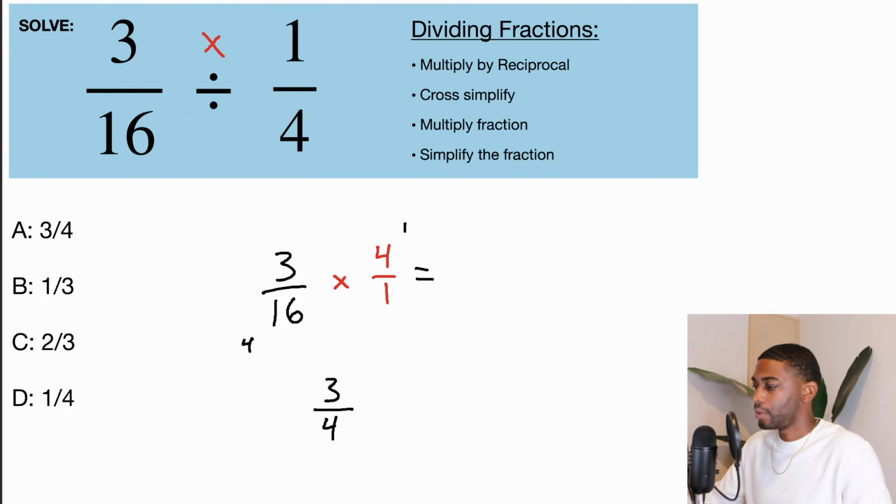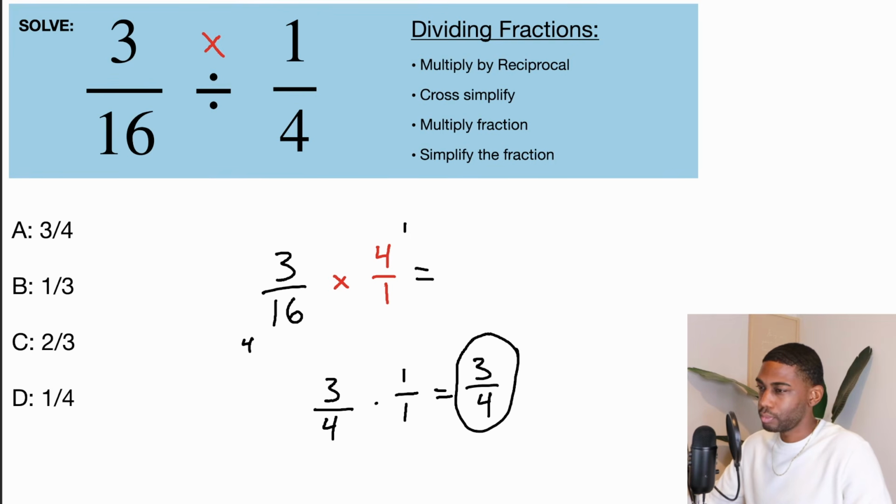Multiply by 1 on top, 1 on bottom. This should be pretty easy. 3 times 1 is 3. 4 times 1 is 4. 3 over 4 is already simplified. A would be your correct answer. 3 over 4.